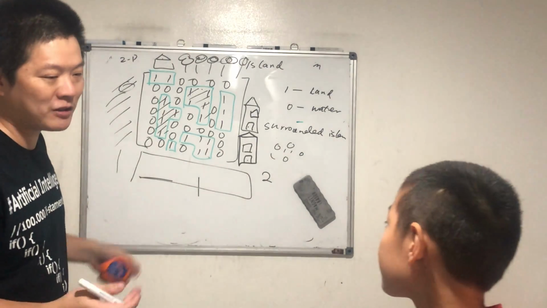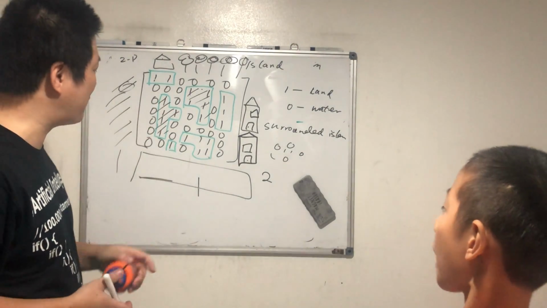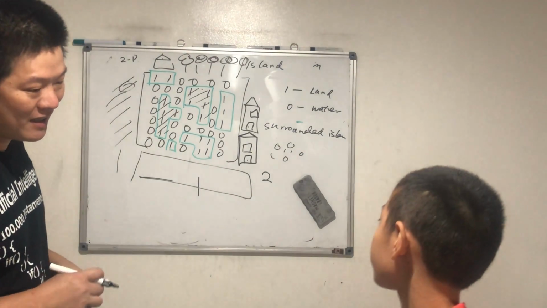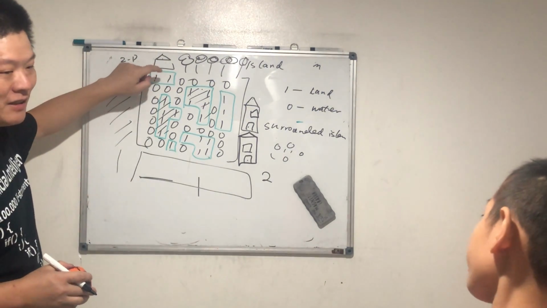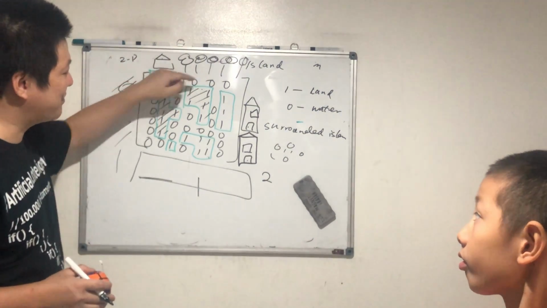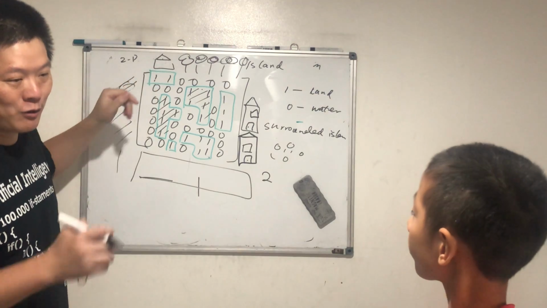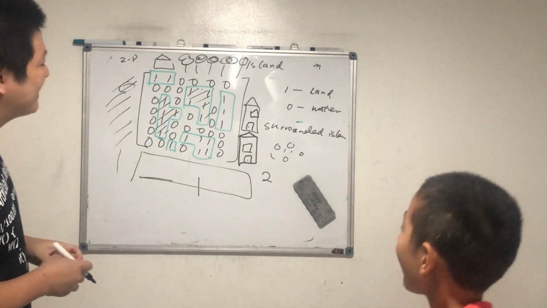Remember, before, we wanted to count the number of islands, including the border, right? So how do we do it? We just go through each cell. If it's 1, we do the depth-first search and we add 1.